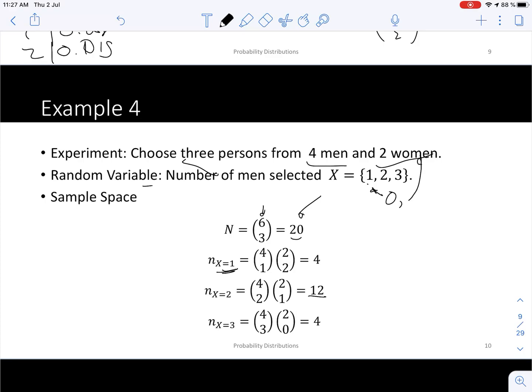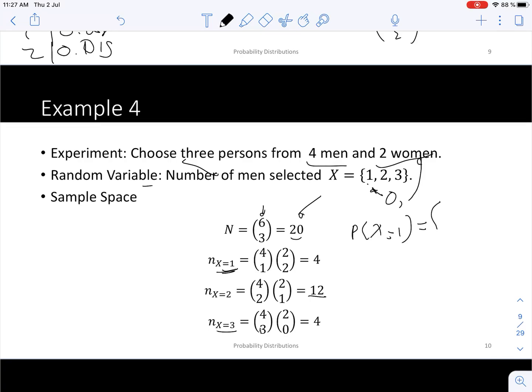And when x is equal to 3, it means that 3 men are selected. So that means that from the 4 men, 3 are selected, and from the 2 women, 0 are selected. So there are 4 options, or 4 ways to do that. Following the same structure, you can find the probability for x equal to 1. It's going to be 4 divided by 20, right?